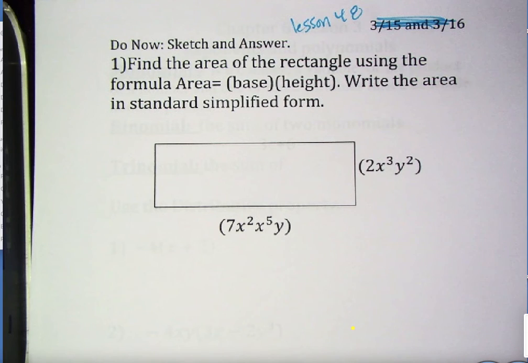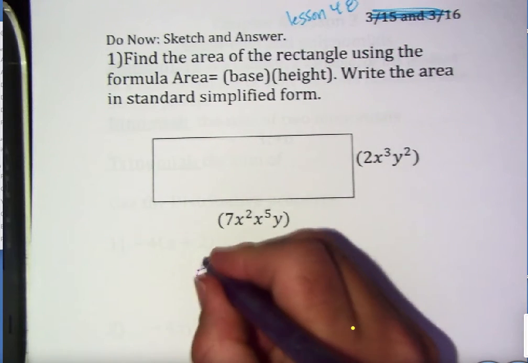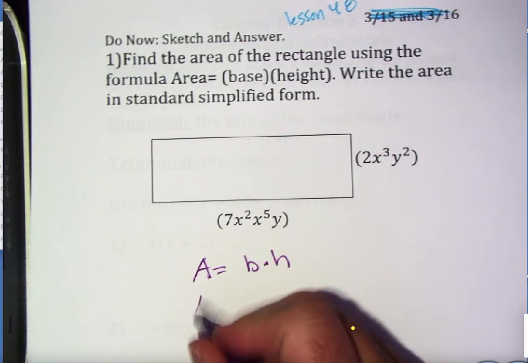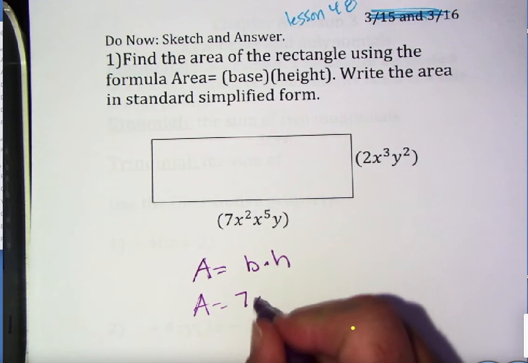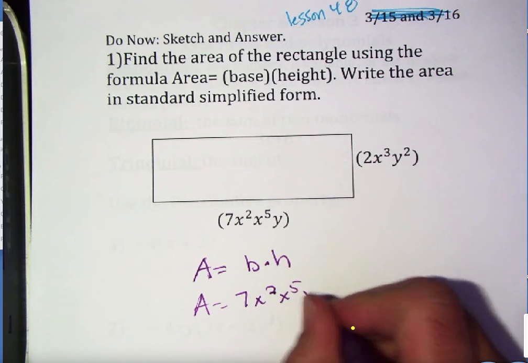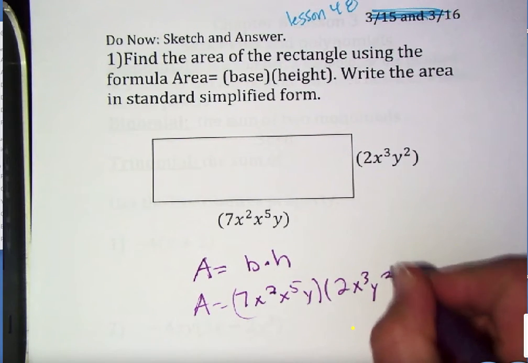Sketch and answer. Find the area of the rectangle using the formula area equals base times height. Write the area in a standard simplified form. So area is base times height, and so our base is 7 times x squared times x to the fifth times y times 2 x to the third y squared.